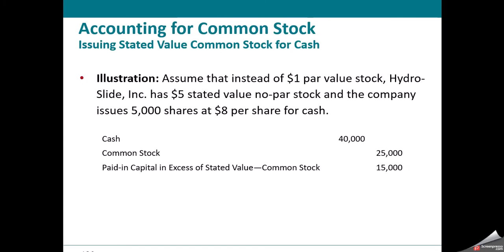All right, now we have the no par stock. So say it's got a $5 stated value and they issue 5,000 shares at $8. So we really do it the same as if it was a par value. So we take the $5 stated value times the 5,000 shares, and that's what goes into our common stock account. Our cash is the 5,000 shares times the $8 per share. So we're getting $40,000. And then anything over the $25,000 goes to the paid-in capital in excess of stated value versus par value dash common stock.